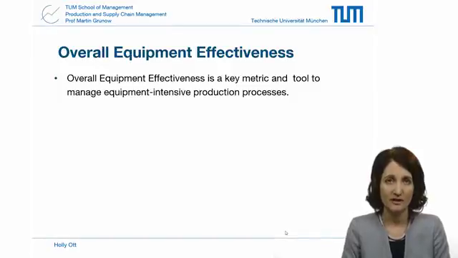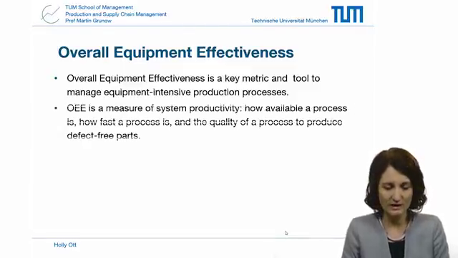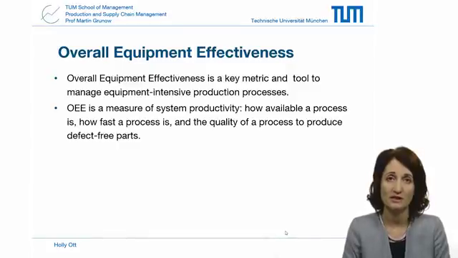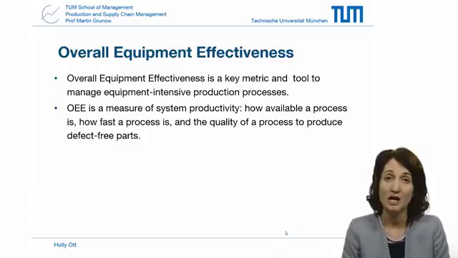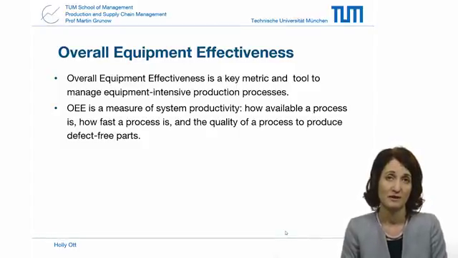Overall equipment effectiveness is a key metric and tool to manage machine-intensive production processes. OEE is a measure of system productivity: how available your process is, how fast your process is, and the quality of your process to produce defect-free parts. If your OEE is 100%, it means that you manufacture only good parts. You manufacture them as fast as your process can process with no stoppages.